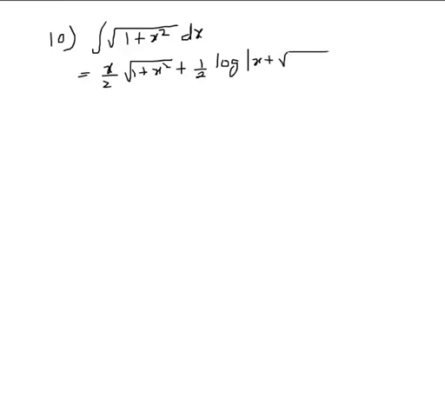Question 10. Integral root of 1 plus x square dx. This is a direct formula. So x by 2 root of 1 plus x square plus a square by 2 log of absolute value of x plus root of 1 plus x square plus c. So the correct option is A.